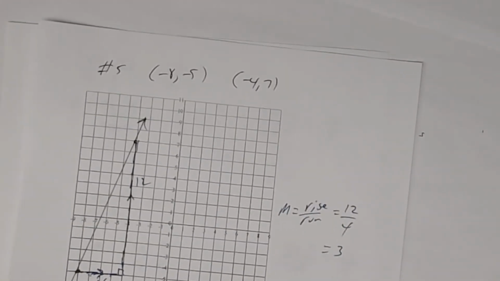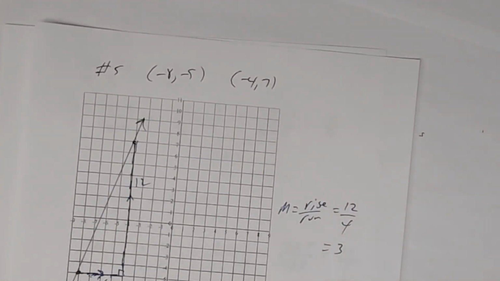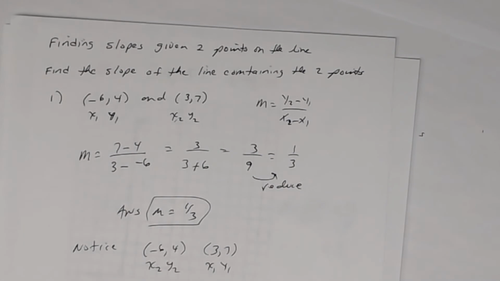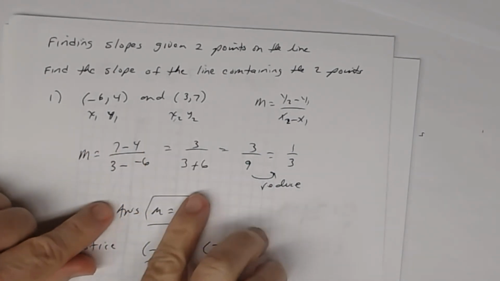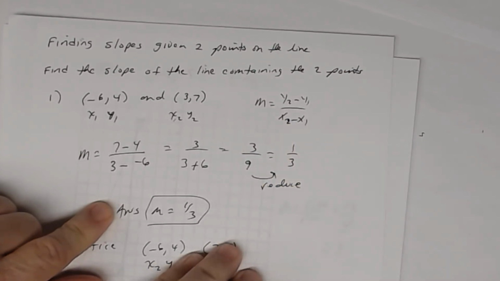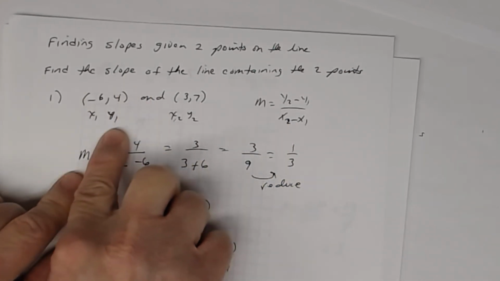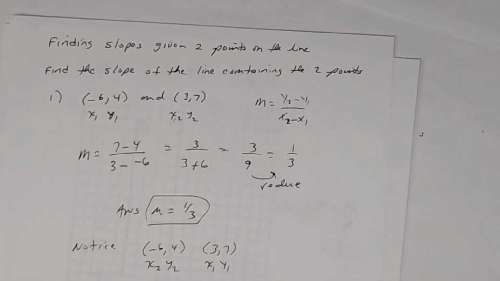And so that's it. That is the lesson on finding slopes given 2 points on a line. Basically, we use a slope formula. And remember, the order does matter, but it does not matter whether you let this be the first point or this be the second point. All right, so that's the end of this lesson.